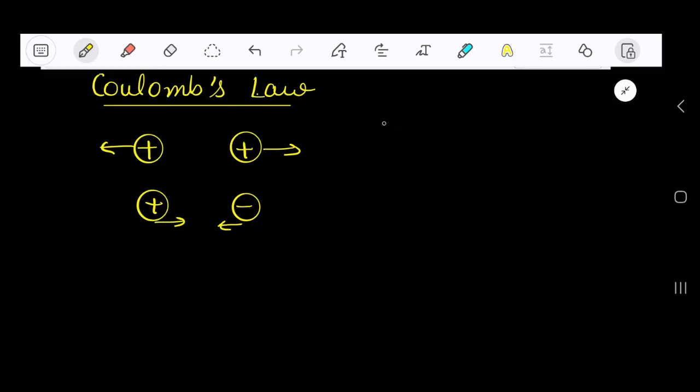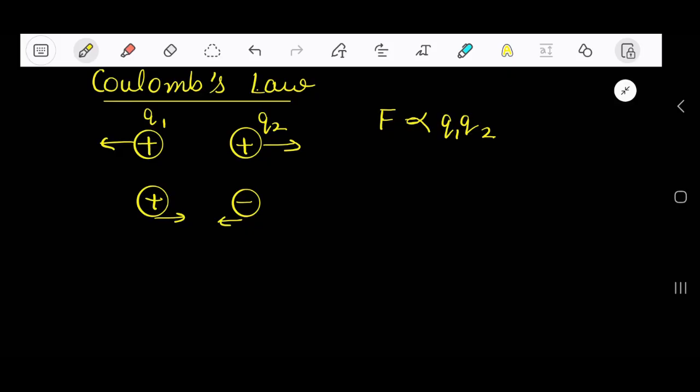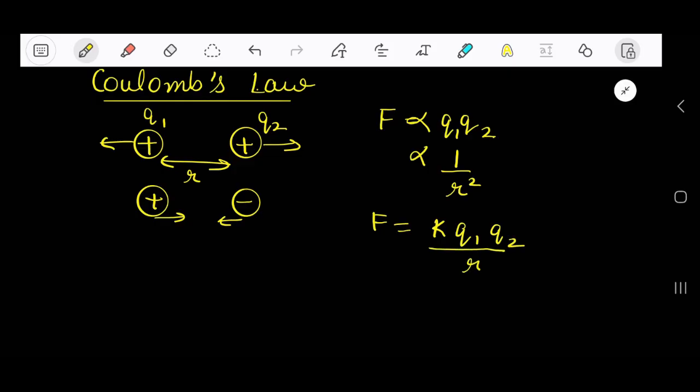The amount of attraction or repulsion between the charges was given by the scientist Coulomb, and the expression was given as: force is directly proportional to the charge on the two bodies. Let us say charge on first body be Q1 and second body be Q2, and it is also inversely proportional to the square of distance between them. So the final expression we have is k q1 q2 upon r square.